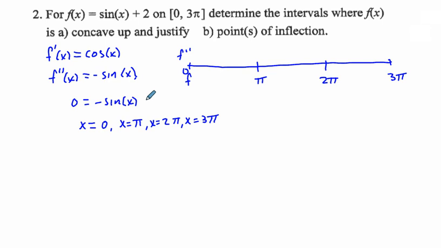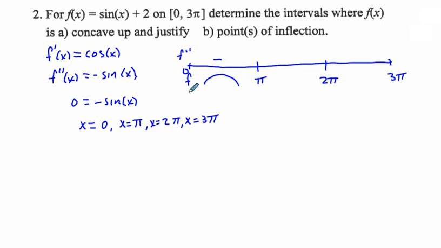So we just try different numbers. We can try, for instance, pi over 2. What is the sine of pi over 2? That's going to be 1, but we have a negative out front. We're going to be negative in this interval. So we're going to be concave down in this interval.